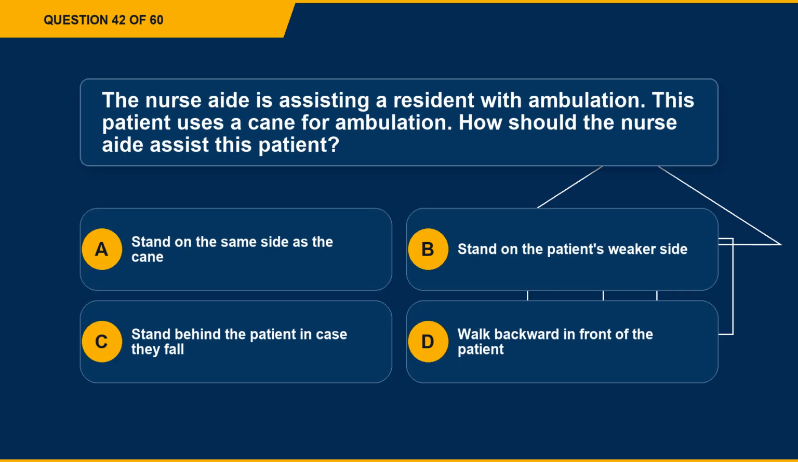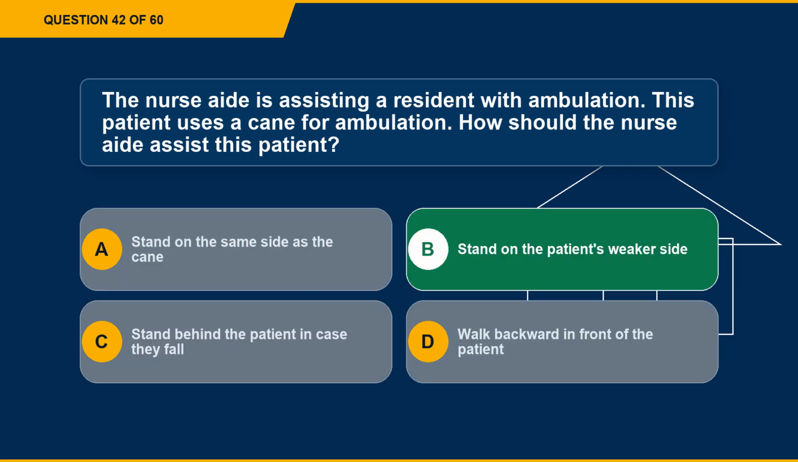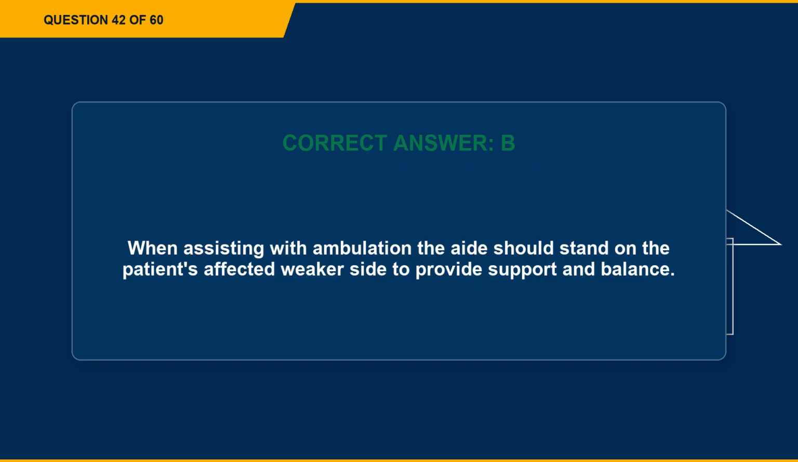Question 42. The nurse aide is assisting a resident with ambulation. This patient uses a cane for ambulation. How should the nurse aide assist this patient? Option A, stand on the same side as the cane. Option B, stand on the patient's weaker side. Option C, stand behind the patient in case they fall. Option D, walk backward in front of the patient. The correct answer is option B, stand on the patient's weaker side. Explanation. When assisting with ambulation, the aide should stand on the patient's affected weaker side to provide support and balance.